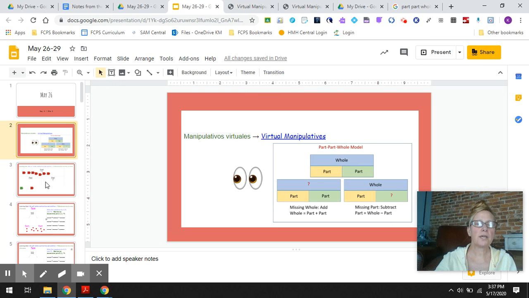Now, when you get your slides, you're going to, of course, see this model. You can always go back to it to help remind you. If I have the whole missing, oh yes, I add the two parts. It tells me down below. If I have the whole amount and one of the parts, oh yeah, it tells me to get the unknown part, I have to take the whole and subtract out the part I know to find the unknown part.